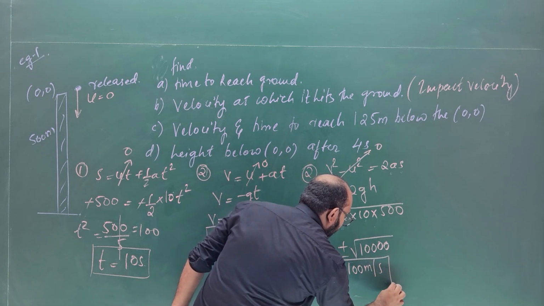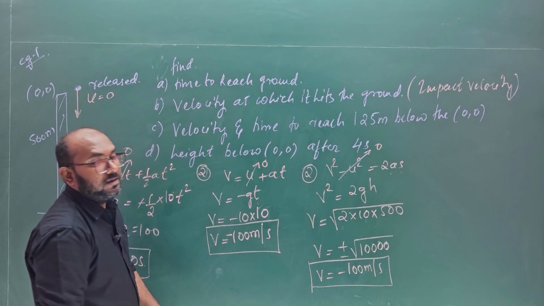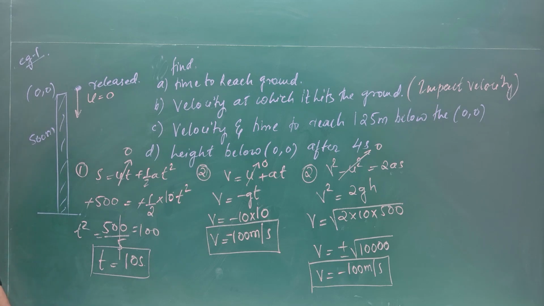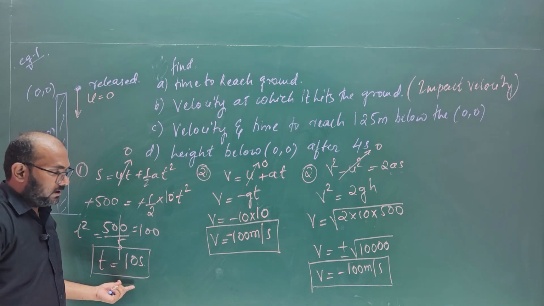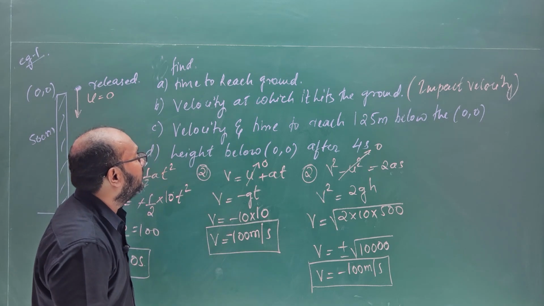Why am I using minus again, why am I not saying plus? Because the object is being released, I know that it won't go in the upward direction. It will be going in the downward direction. In the downward direction, velocity is negative. Okay. Then next, what is the next question? How many of you got 10 correct? Okay. 100? Okay, very good.